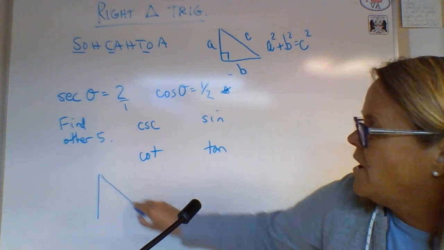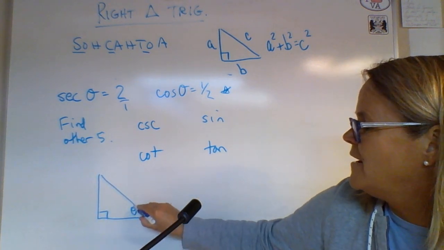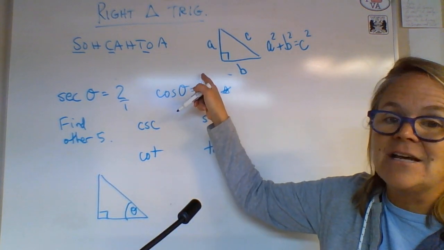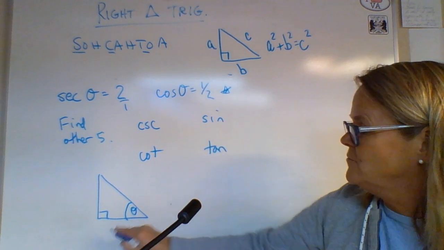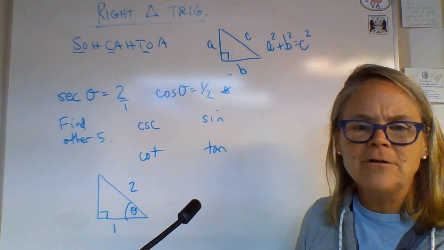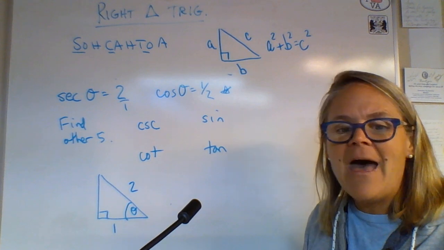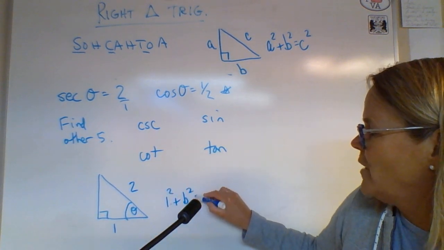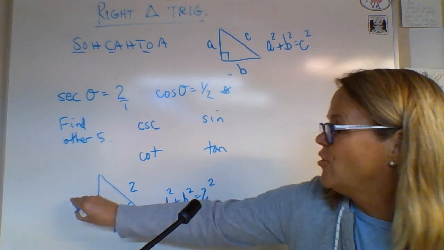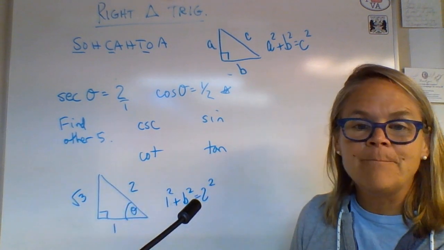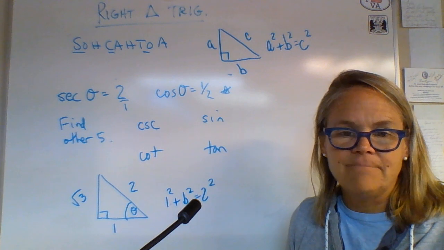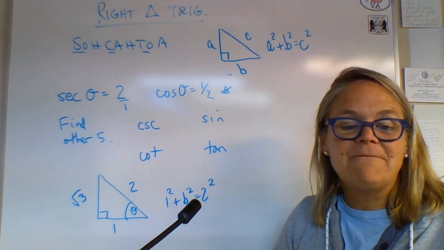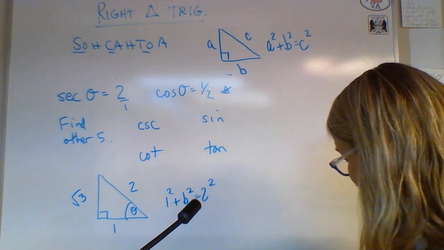You draw your triangle, you put a theta. Cosine is adjacent over hypotenuse, 1 over 2. You do the math. You find that that's 1 squared plus b squared equals 2 squared. You're going to get square root of 3. Fill everything in. So that is finding trig ratios.